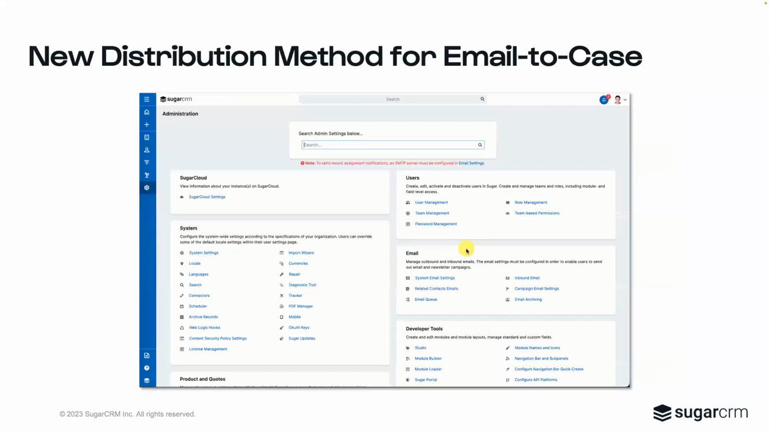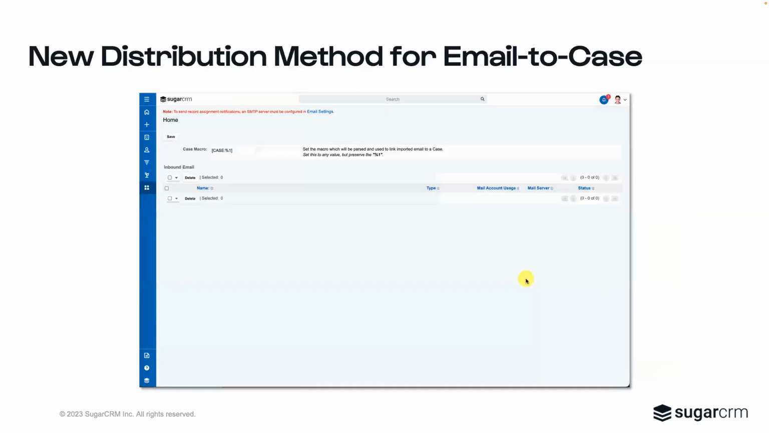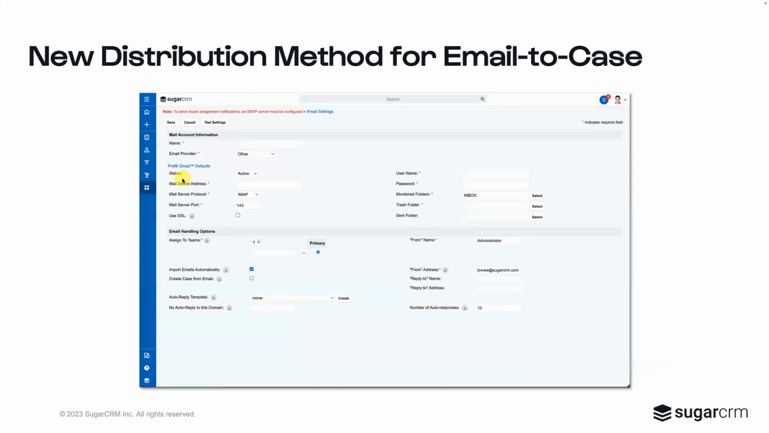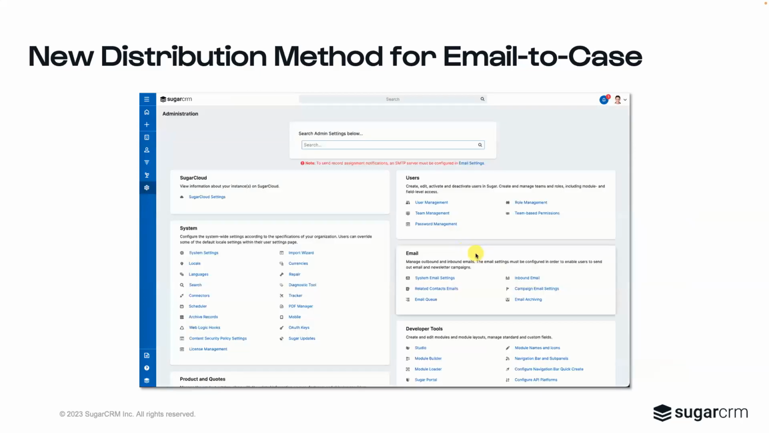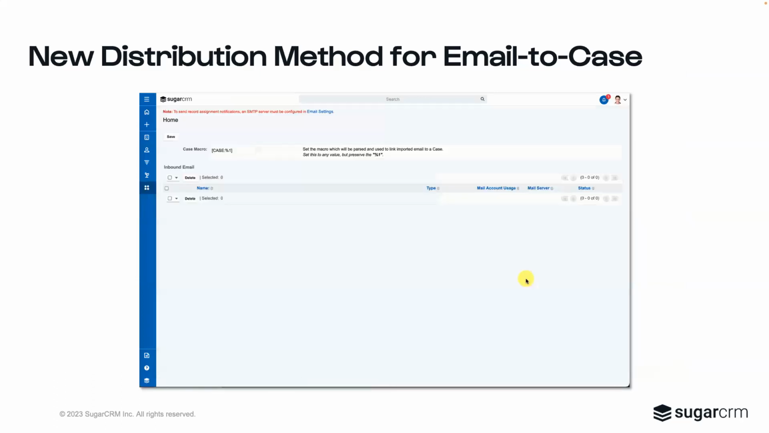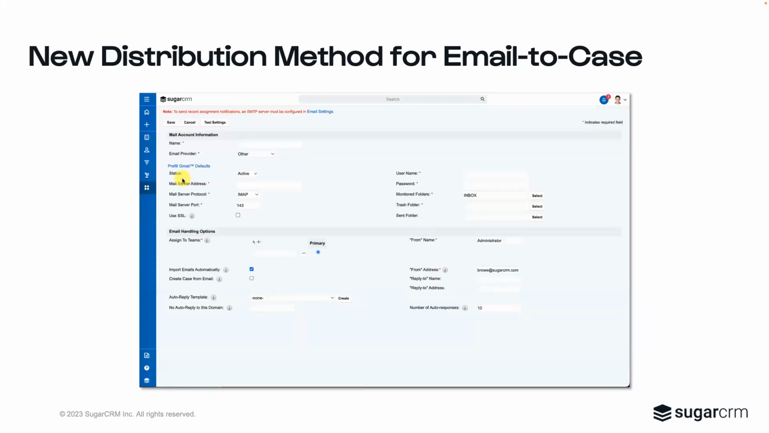And then this is the last item for Sell and Serve. We do have a new distribution method for the email to case functionality. For those that may not be familiar, with the email to case functionality within an inbound email mailbox, you can set it up so that if you have customers emailing into that box, you can automatically create a case from the inbound emails that are being sent to that email address.